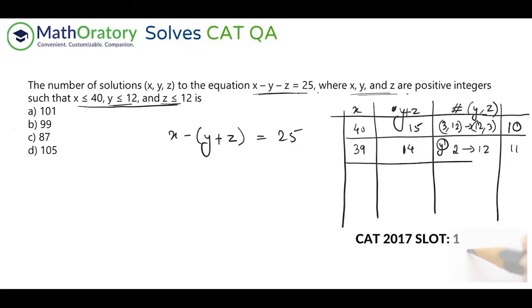Now let's take the next one. Now this is the most important point. So if I consider X as 38, now you'll notice that Y plus Z is 13.